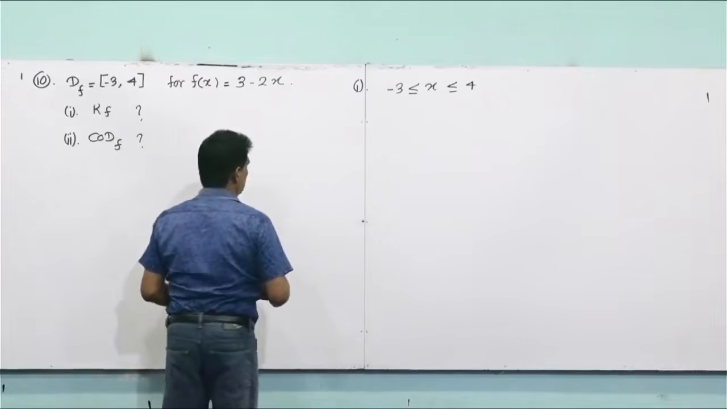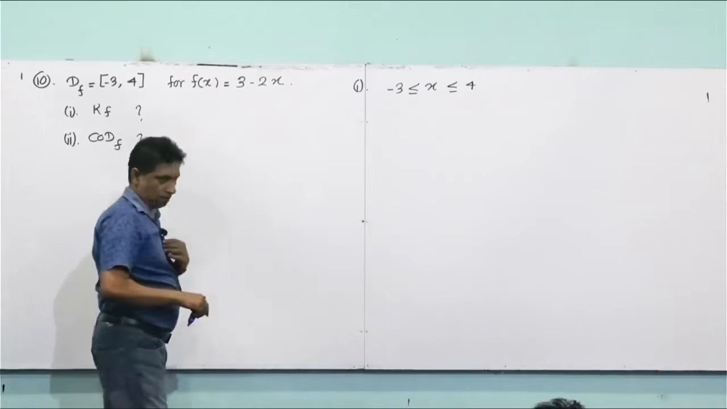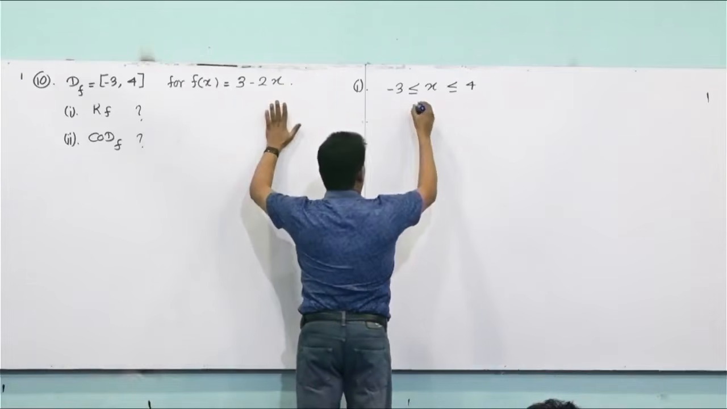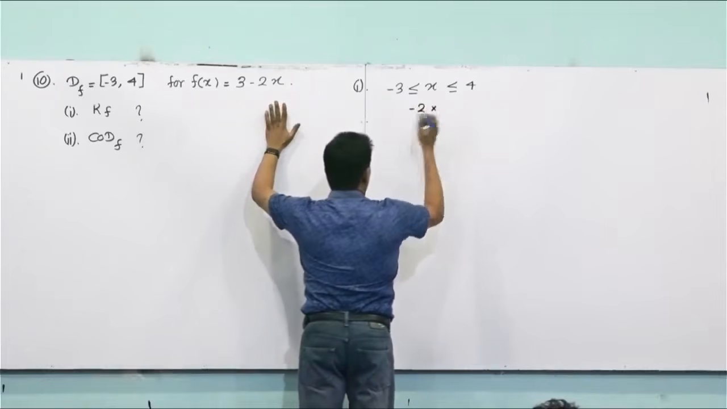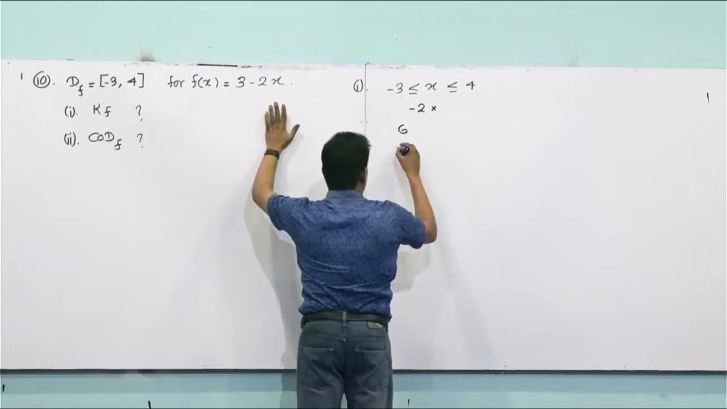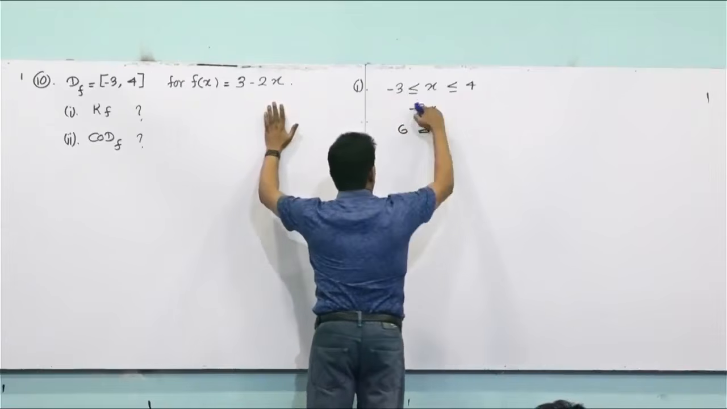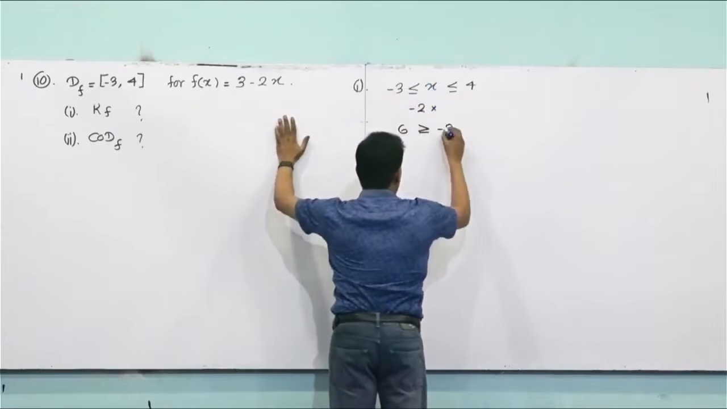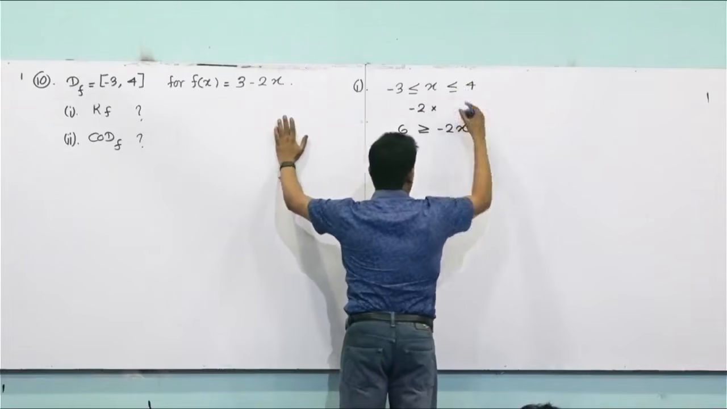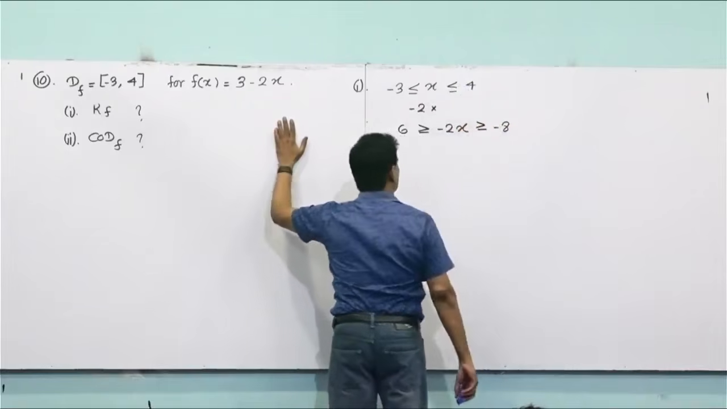Now we have to make 3 minus 2x in between inequality marks. First we have to multiply this inequality by minus 2. Then minus 2 into minus 3 means positive 6. Then the inequality mark reverses. Minus 2 into x means minus 2x. Here minus 2 into positive 4 means minus 8. This inequality mark reverses. Right.